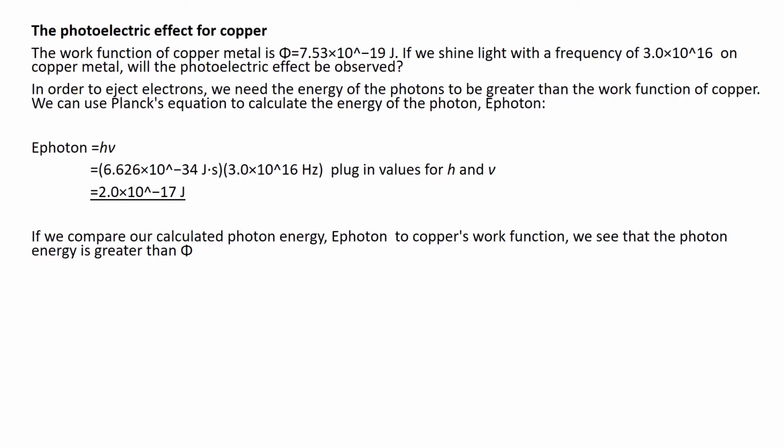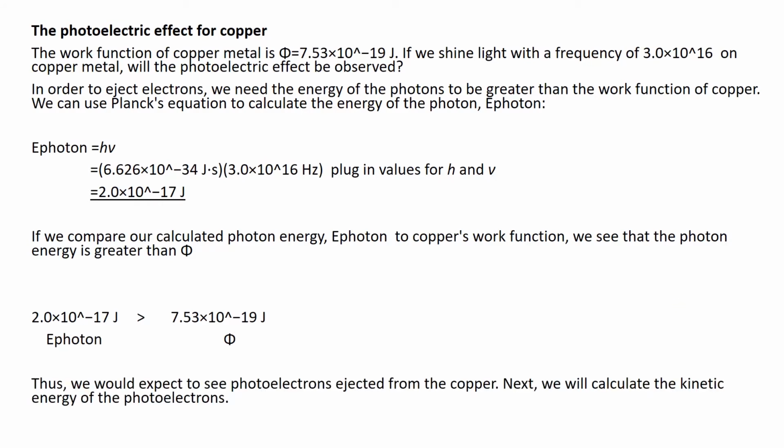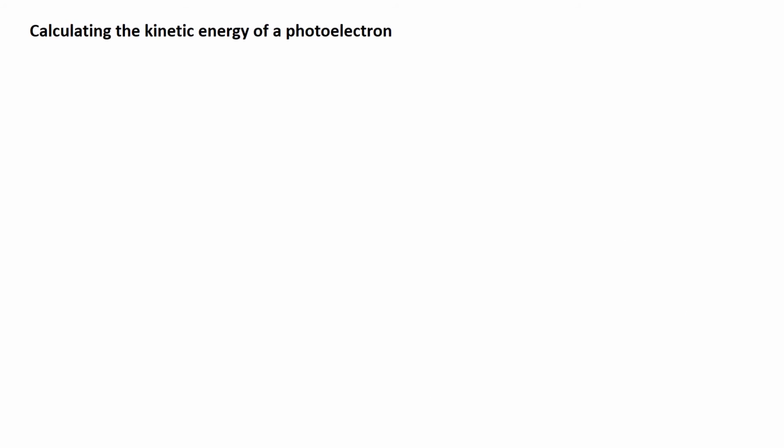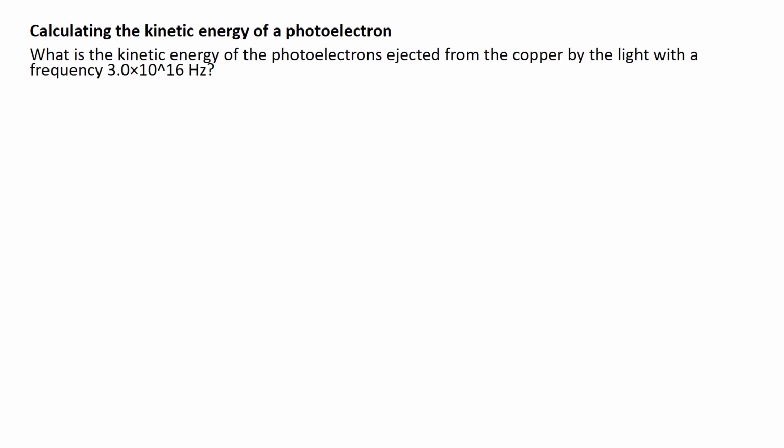If we compare our calculated photon energy to copper's work function, we see that the photon energy is greater than the work function. So we have already the answer. 2.0 times 10 to the power of negative 17 is greater than 7.53 times 10 to the negative 19. Thus, we would expect to see the photoelectrons ejected from the copper. Now, we have the value of the photon energy and the threshold, or the work function. Now, let's solve for the kinetic energy of the electron.